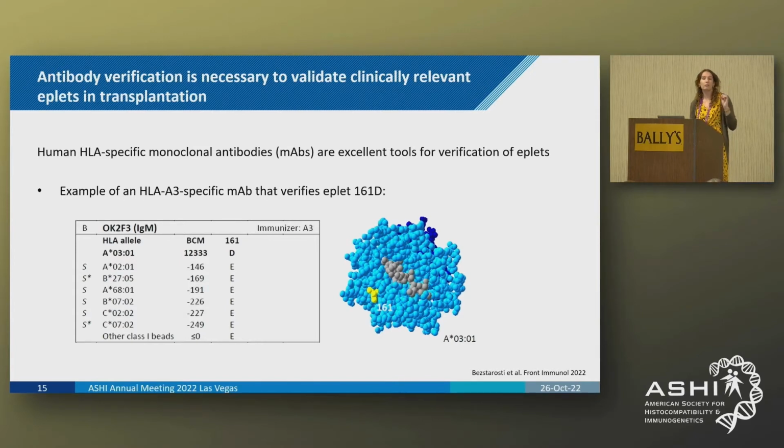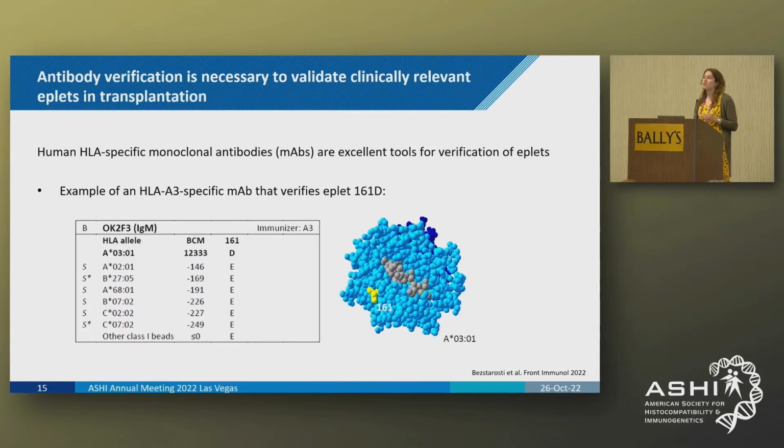And if we then look at the amino acid sequence, we actually see that the position 161D is really the only amino acid that is present on the A3 allele, which is not present on any of the other negative alleles. So what we do then is actually look at the position of this amino acid on the molecule. So again, here we look at the top of the HLA molecule to see where this eplet is located. So this is a very nice method which we have used for quite a lot of HLA-specific antibodies that have been created in the lab in Leiden for the past years.